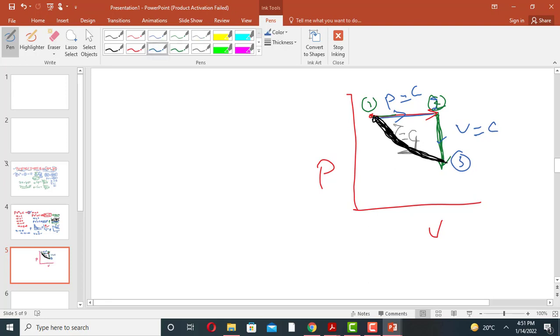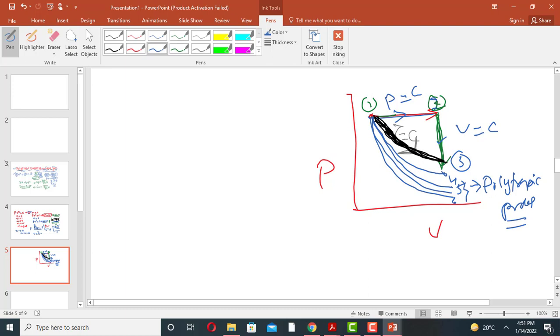Similarly, from point number 1 to point number 4 or point number 5, point number 6, these 4, 5, 6 processes will be called the polytropic process. So this is the graphical representation of the polytropic process.